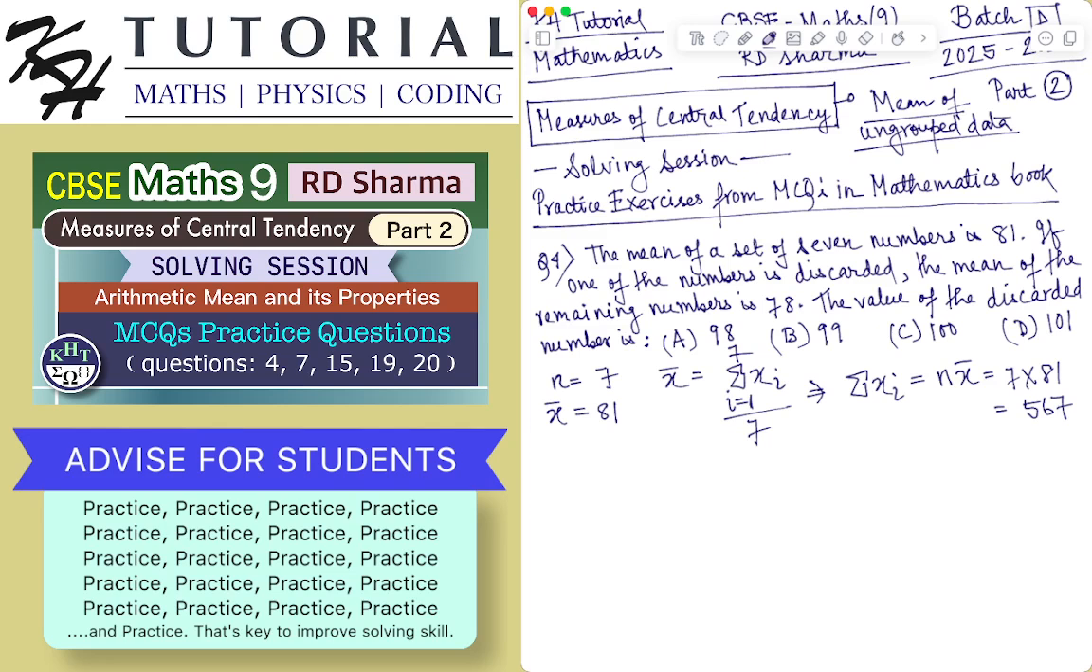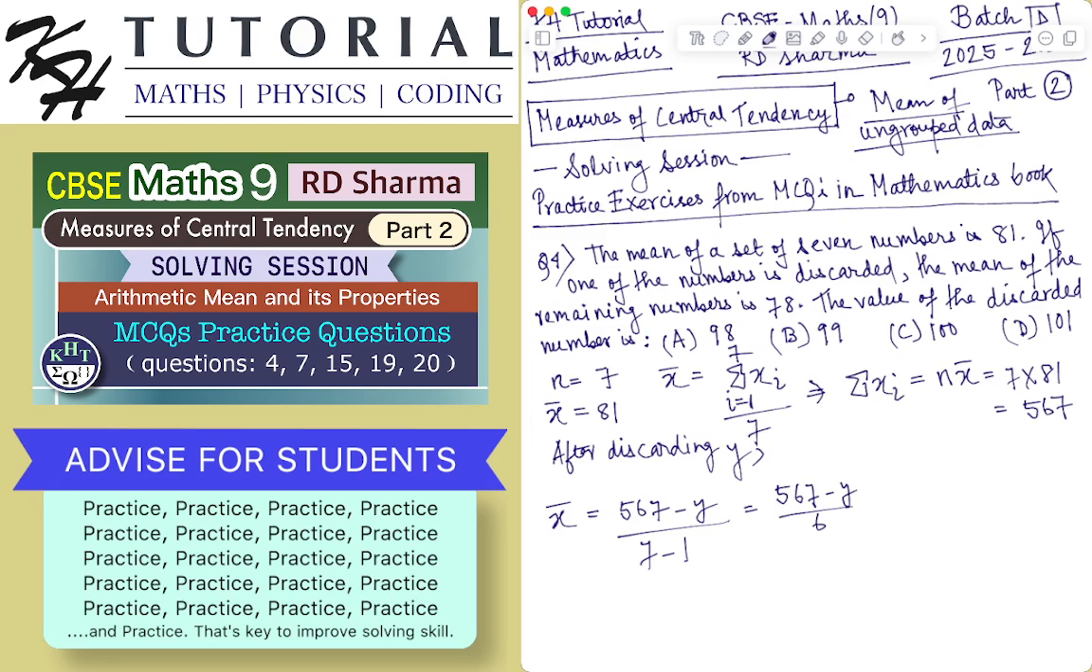So after discarding y, x bar will be equal to 567, because originally the sum of the 7 numbers was 567, minus y, divided by 7 minus 1, because since one number has been discarded, the total number of observations becomes 7 minus 1. So this is 567 minus y divided by 6.